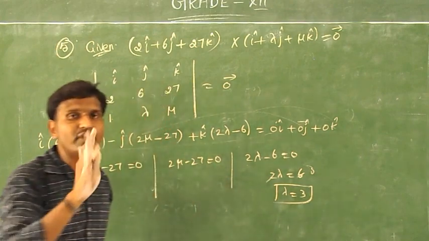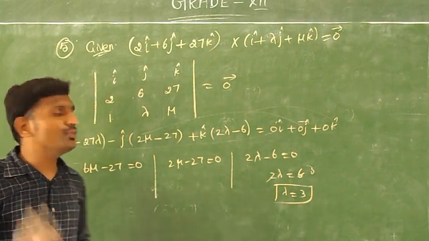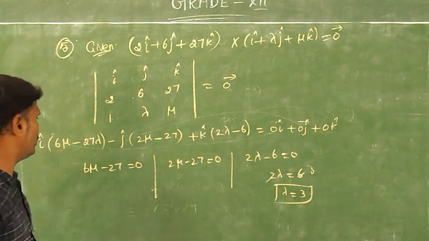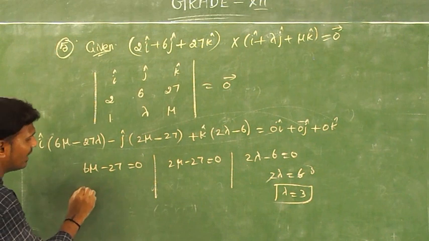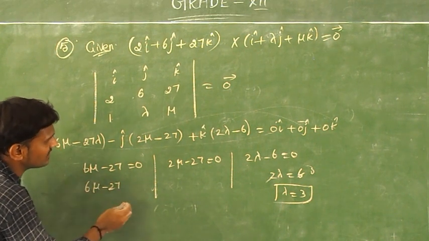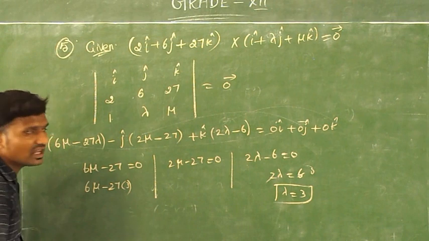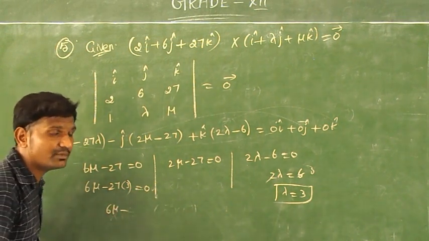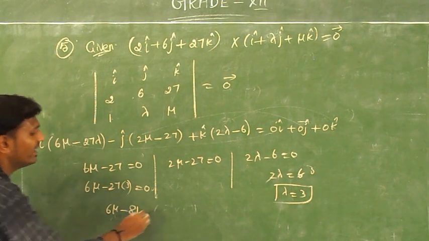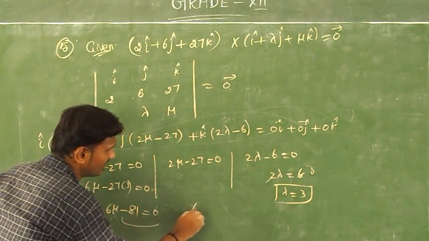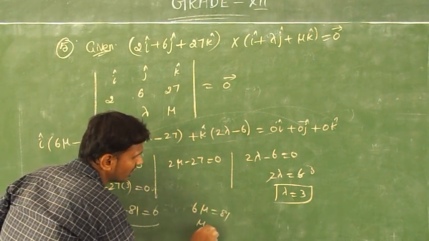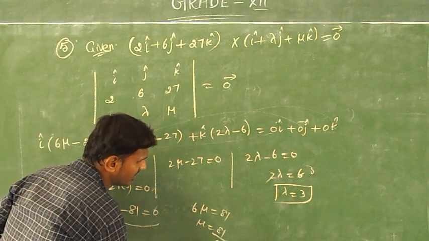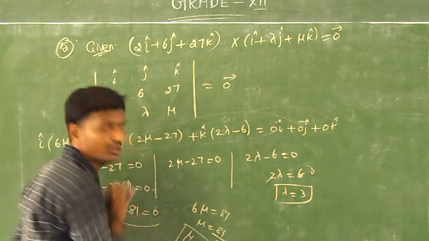So we found the value of lambda, and coming to mu, for that you can substitute in either of the two equations and get the answer. I am taking the first one: 6 mu minus 27 into 3, since the lambda value is 3, is equal to 0. 3 27s are 81. So 6 mu equal to 81, mu equal to 81 by 6. Otherwise you simplify: 27 by 2. So this is your value of mu.